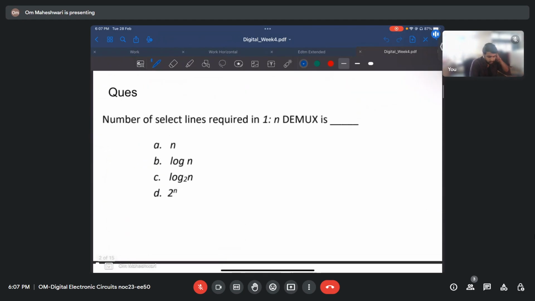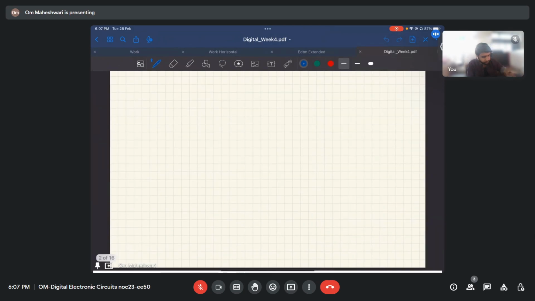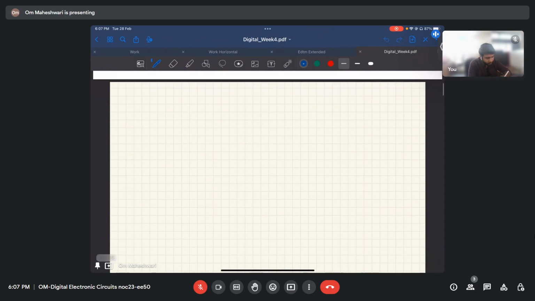So the first question is: number of select lines required in a 1:n demux is. Before that, we will look at what is mux and demux. A multiplexer is something we draw like this. It has multiple inputs, let's say n inputs, one output, and select lines, 2 to the power n inputs, and one output. This is a multiplexer.